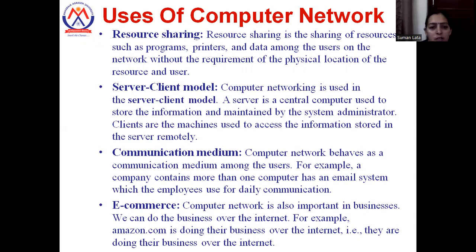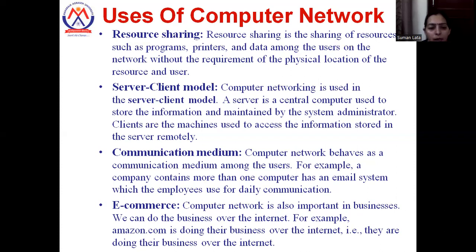Clients are the machines used to access the information stored in the server remotely. However, the backup is stored in the centralized server in the server-client model. Next is communication system or communication medium. Computer network behaves as a communication medium among the users.